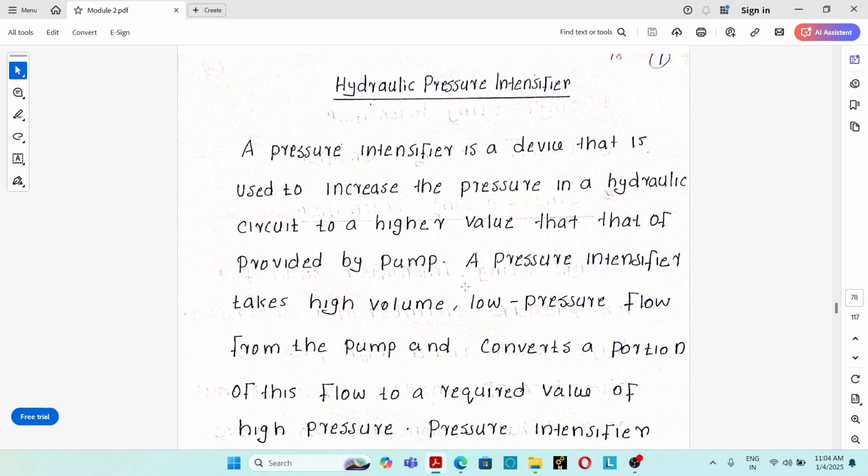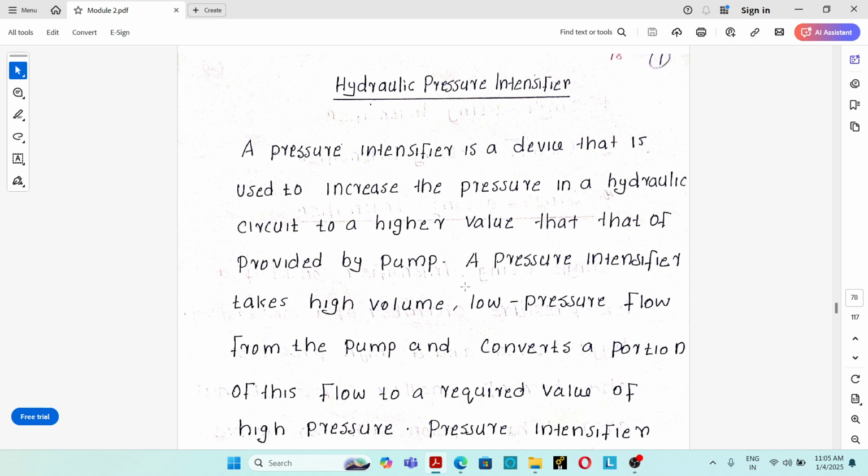A hydraulic pressure intensifier is a mechanical device which is used to intensify the pressure of hydraulic oil, or increase the pressure of hydraulic oil in the hydraulic circuit to a higher value than that provided by the pump. Once more, a hydraulic pressure intensifier is a mechanical device used to intensify the pressure of hydraulic oil to a higher value than that provided by the pump.